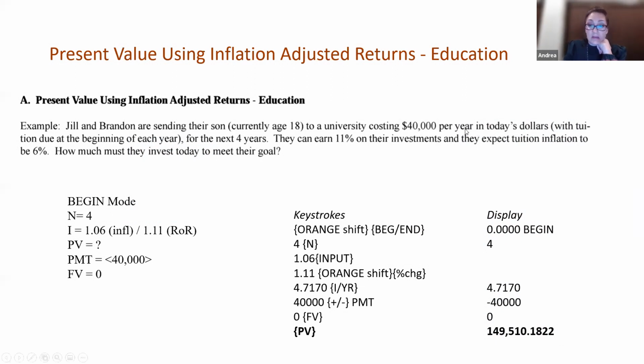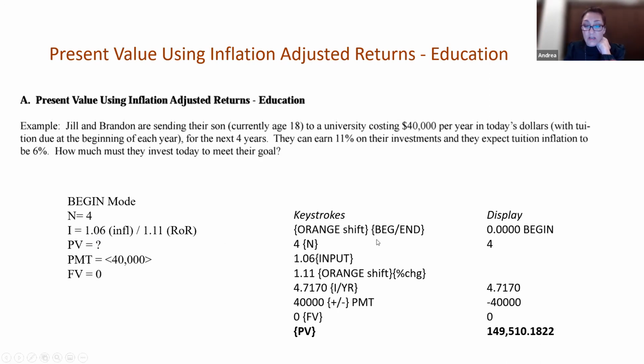Okay, we know that they have to pay for school right now, at the beginning of the year. So we're going to use begin mode. So you're going to set your calculator to begin mode. It's a college funding question. All right, so get your calculator set there. They want to know that it's going to be 4 years. We know that the inflation rate is 6% and the rate of return is 11%. We're solving for present value. And we know that the annual payment is going to be $40,000 a year.